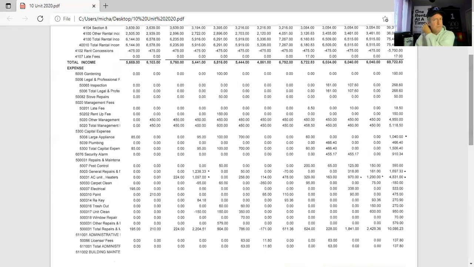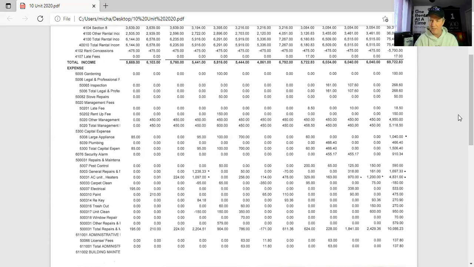You can see we had some gardening, very little actually. I'm not actually sure what that was, but we had one fee. In May, we had some legal. These were probably Section 8 inspections, would be my guess. Again, this is a couple of years ago. We had some management fees. We spent $5,000 on management fees.